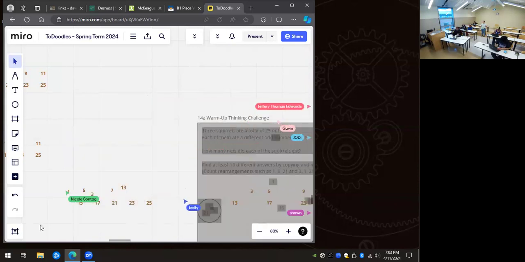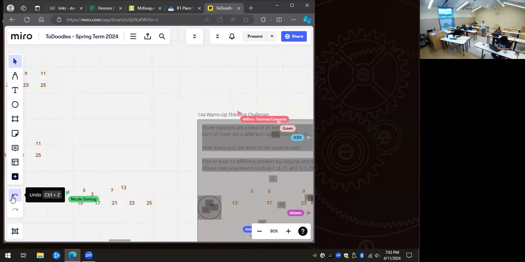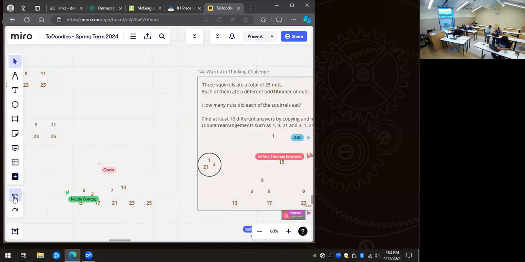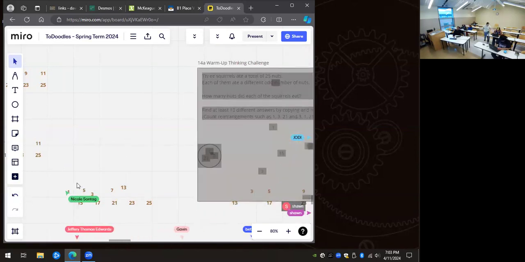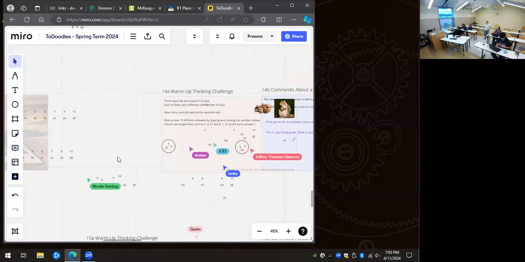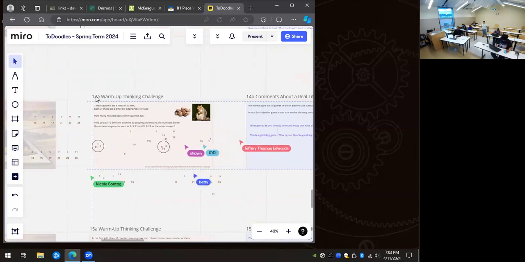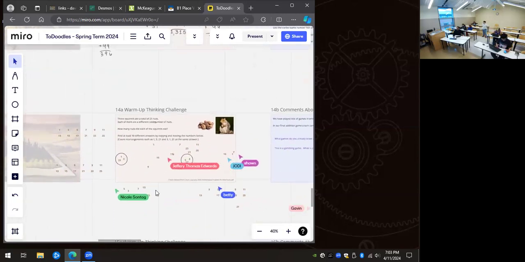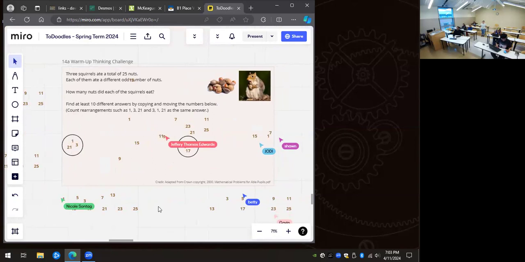Uh-oh, that was my page. Just go undo. See this little arrow here? Jeffrey, do the undo and it will. This one? Cool, it's back. I'm back. There we go. I think I fixed it. What's that, 9, 11, 20.